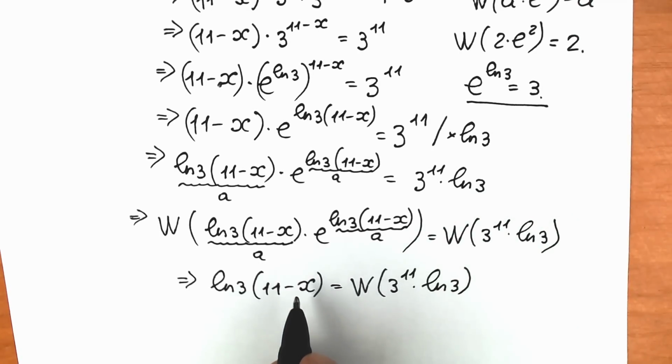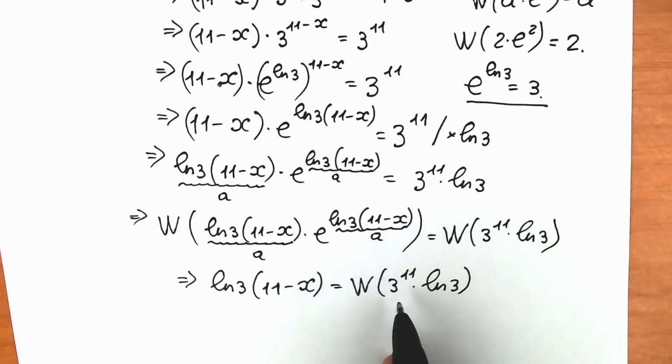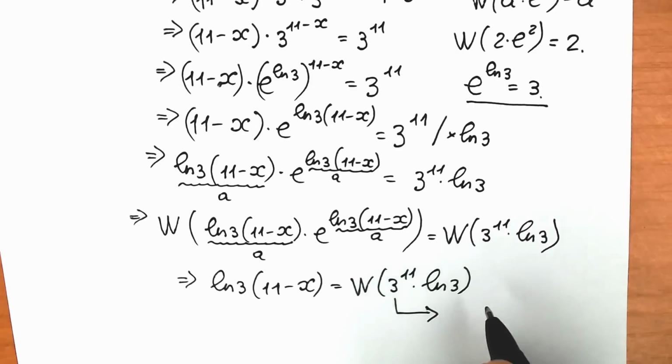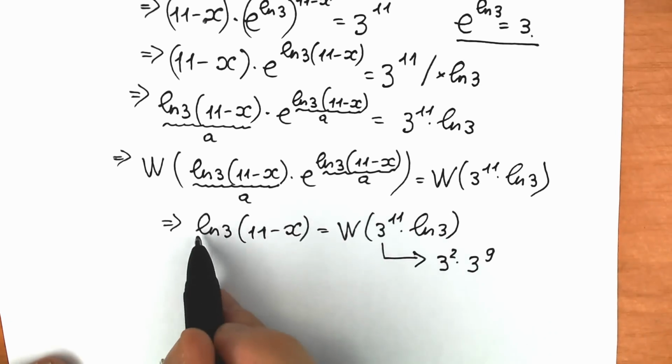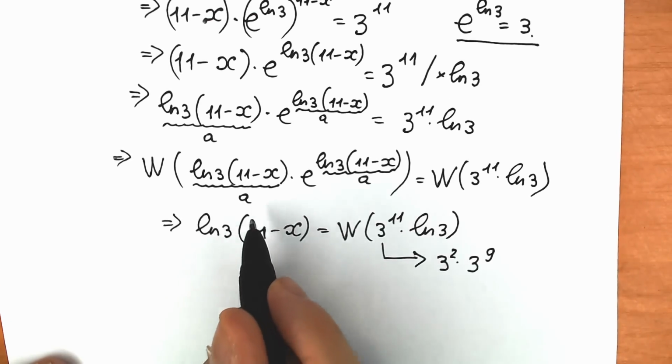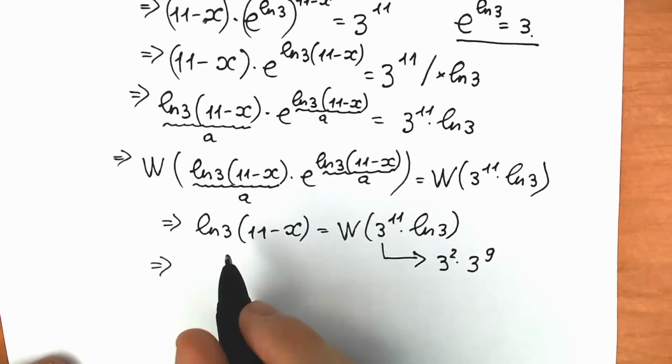Right now, what are we going to do next? First of all, let's look closely inside these parentheses. We have 3 to the power 11 times natural log 3. Instead of this 3 to the power 11, let's write 3 squared times 3 to the power 9. Okay, so right now let's do this. And let's change positions. Right here, let's write natural log 3 after these parentheses. So as a result, what do we have?